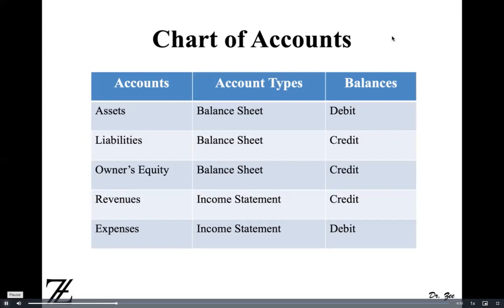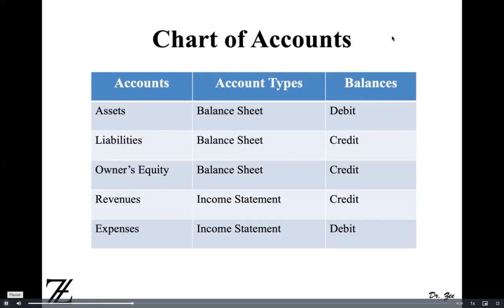Then we have equity accounts. They represent what's left of the business after you subtract all your company's liabilities from its assets. Okay, they basically measure how valuable the company is to its owners, or you can say shareholders.